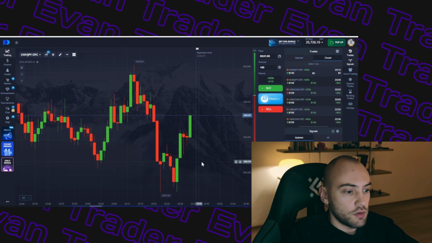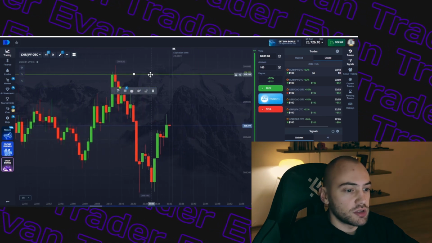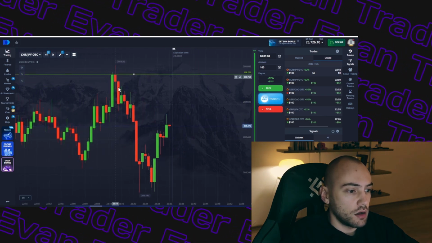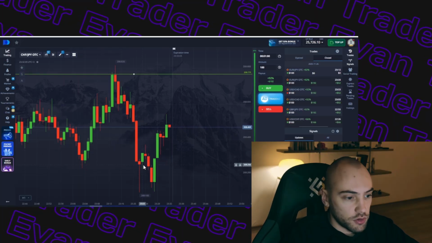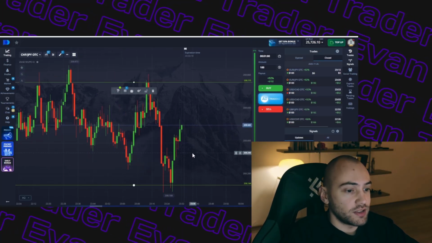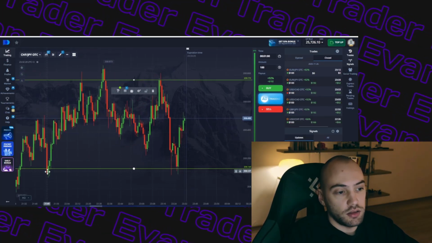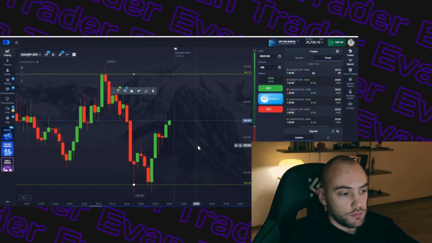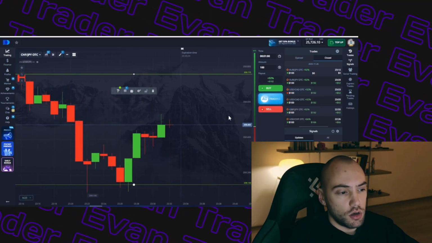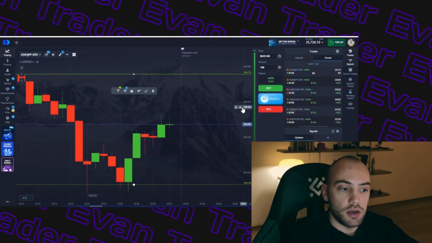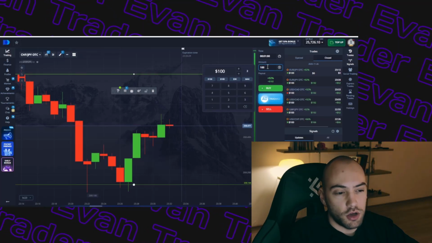Let's draw a resistance level. So when the price reached this level, it sharply dropped back. We'll also mark the lowest level right now. So this is where the price touched and even went slightly below this level. I think I'll open a buy here. I'll go for a 1 minute expiry at an amount of $100.